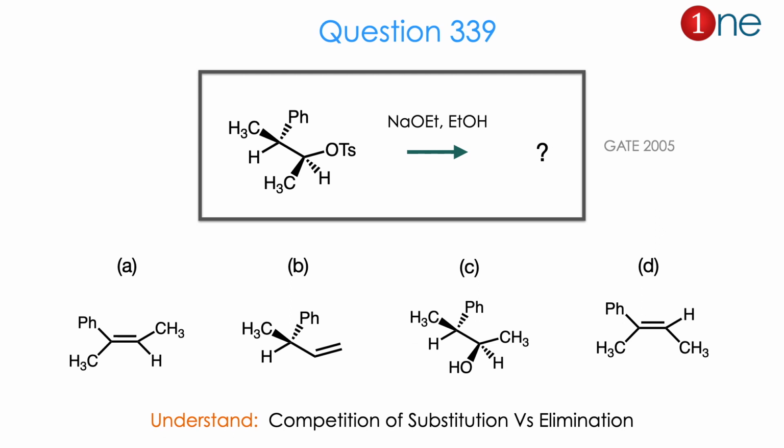So from the question of the chiral compound to the possible answers, you might realize the question is really about competition of substitution versus elimination. The answer is D. Let us see how.